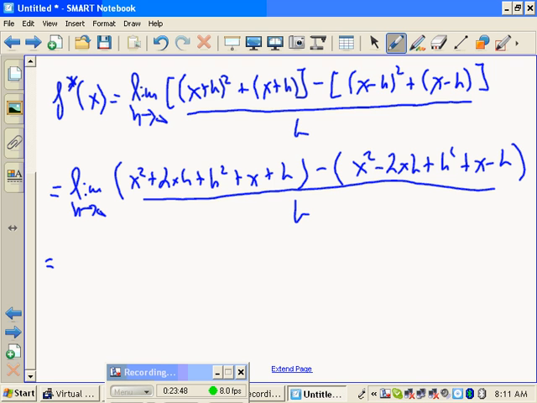All right. Well, let's see. X squared minus x squared. Goodbye. 2xh minus a negative 2xh? Oh, yeah. Okay, so 4xh. Remember, how do you subtract? You never do. You add the opposite. So it's 2xh plus 2xh is 4xh. Okay. H squared minus h squared. Goodbye. X minus x. Goodbye. H minus negative h. Plus 2 h's.